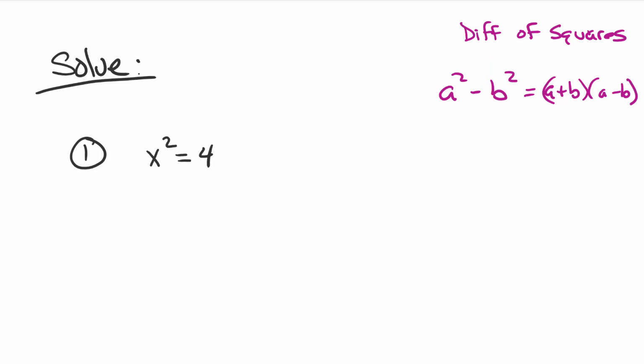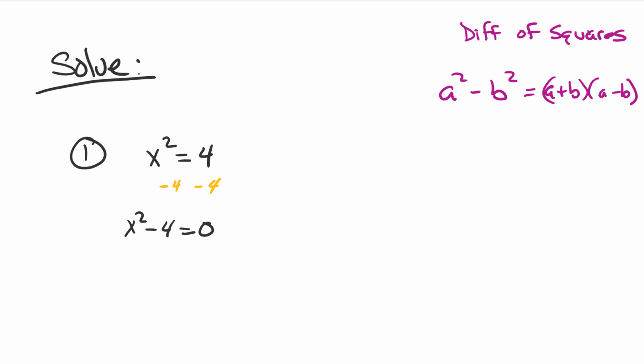I try to stay in the habit: anytime I have a square, I bring everything over to one side and set it equal to 0 and solve. So minus 4 and minus 4, and we've got x squared minus 4 is equal to 0. But I want to use this: a squared minus b squared is equal to a plus b times a minus b.